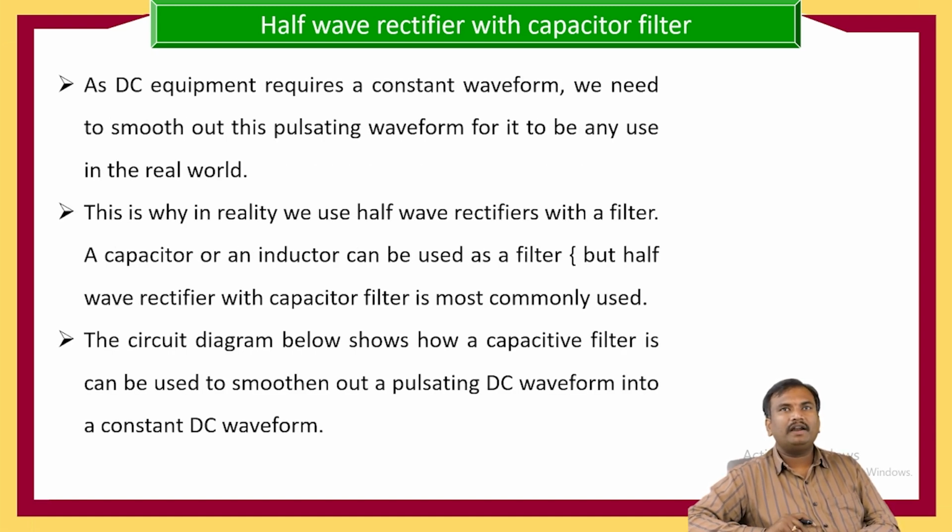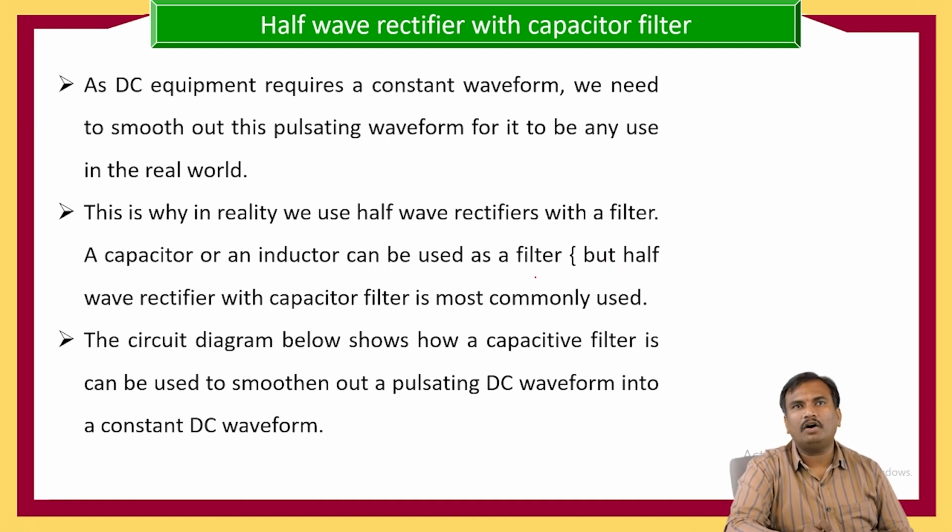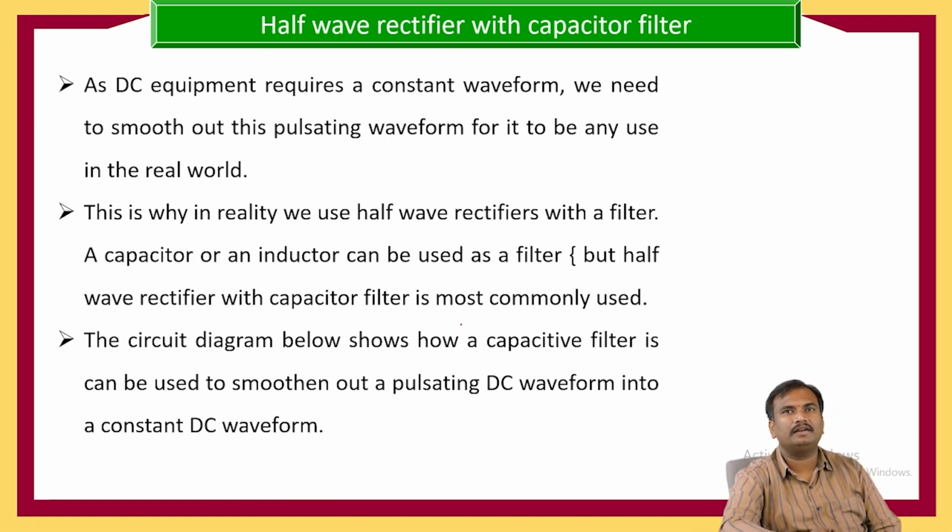So the DC equipment requires a constant waveform. We need to smooth out this pulsating waveform in our day-to-day component requirement. And this is why in reality we use a half-wave rectifier with a filter. A capacitor or an inductor can be used as a filter, but a half-wave rectifier with capacitor filter is most commonly used. Generally, we are going to use the half-wave rectifier with capacitive filter.